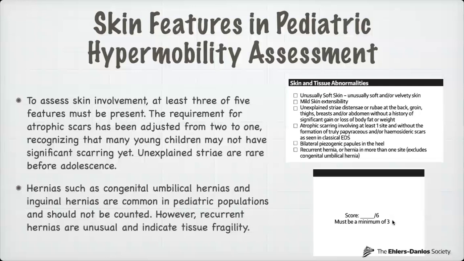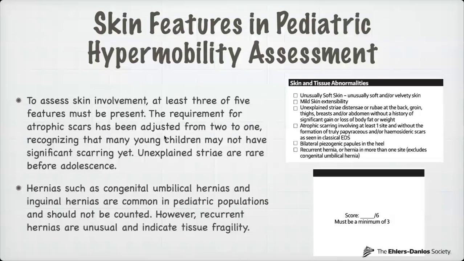So on the right side of the page, again, you can see that we have 1, 2, 3, 4, 5, 6 scores on unusually soft and velvety skin, mild skin hyperextensibility, unexplained stretch marks, atrophic scarring, the bilateral piezogenic papules, and recurrent hernia. And there are some additional notes and changes to the adult version of the questionnaire. So to assess skin involvement, at least 3 of 5 features, well, this is 6, must be present. The requirement for atrophic scars has been adjusted from 2 to 1. So in the adult, you have to have 2 areas. In children, 1 is enough.